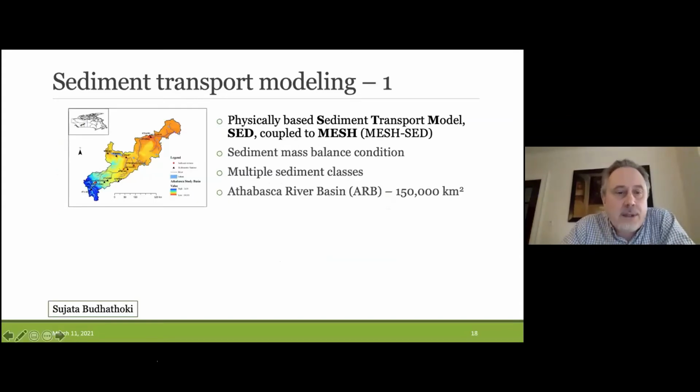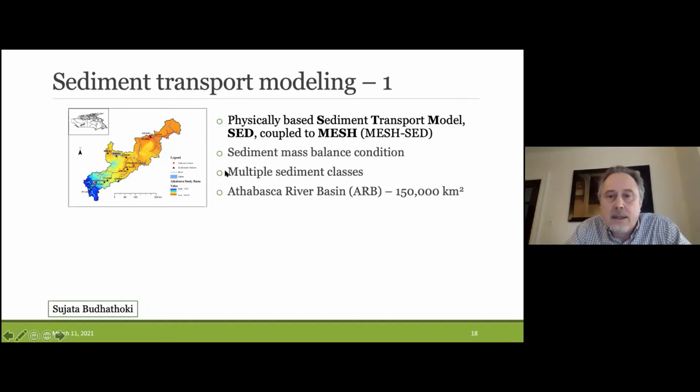So the first project here is from Suyata. She works on the Athabasca River Basin, a huge river basin, and she has been using MESH again, the Environment Canada modeling platform for surface hydrology, and she has coupled this to the sediment transport model SCD, which then results in MESH-SCD. The equations in the sediment transport model are the classic equations that deal with sediment transport, deposition, suspension, etc. And if you remember what I said about the conservation equations, it appears here through the sediment mass balance condition.